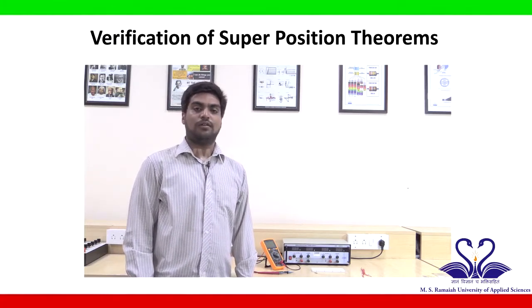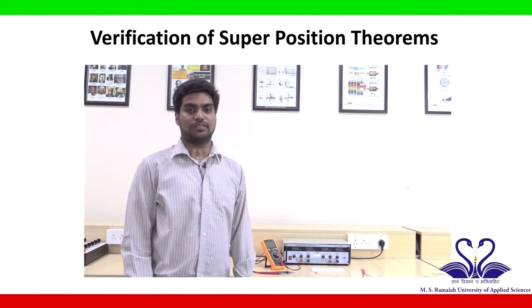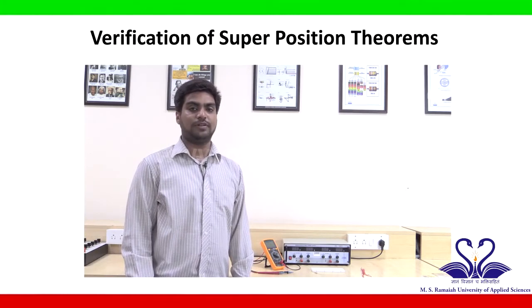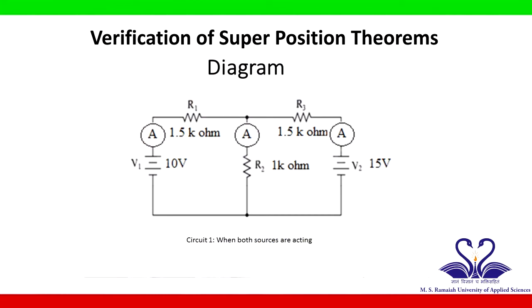In the first part, both the sources will be acting. In the second part, V1 will be acting and V2 will be short circuited. In the third part, V2 will be acting and V1 will be short circuited. Let's start the first part of the experiment based on the circuit diagram.